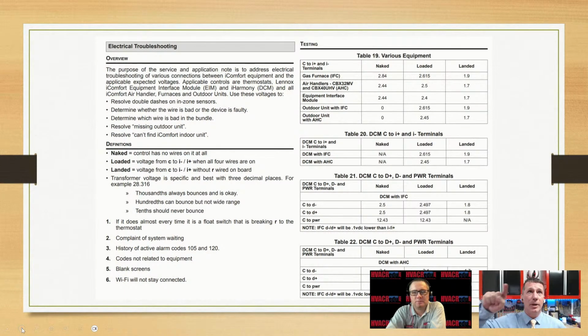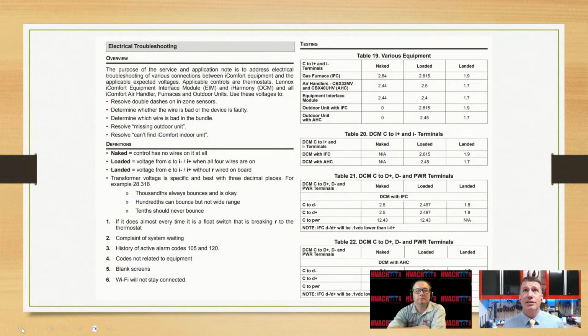Here in the service manual, if we go back up to the top on the left-hand side under definitions, it says naked: the control has no wires on it at all, no equipment, just conductors. We're just checking with nothing connected to it. Loaded: voltage from the common to the plus or the negative when all 4 wires are on. Landed: voltage from common to negative or positive without the R wire connected, the 24-volt hot, to add an additional load into that circuit. So we're simply checking for voltage.